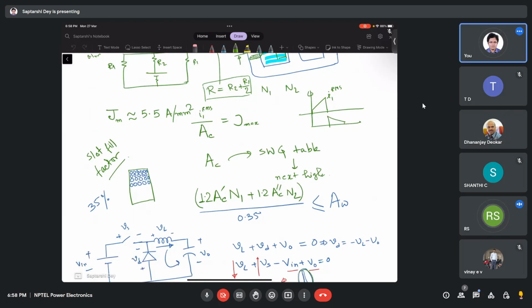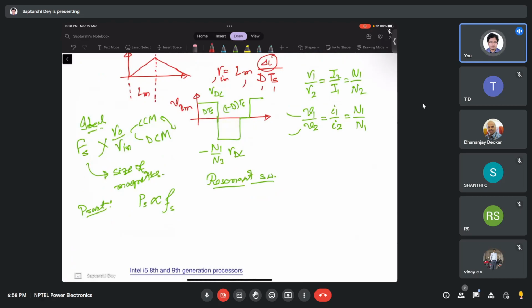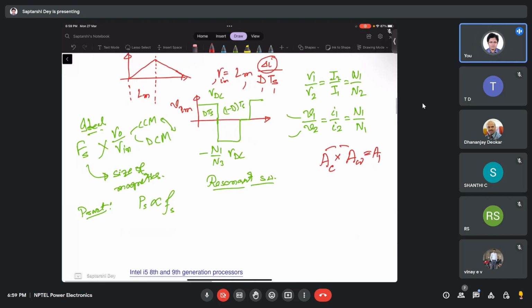I myself did not recall it till last time, that we already calculated the required AC from the required RMS current and the permissible J. We can calculate the required AC and the required AW. So AC and AW are related by slot fill factor, and AC times AW is AP. That will help you to select a core from the catalog. So AP is different for CCM and DCM.